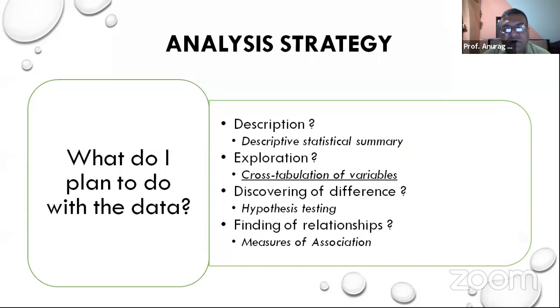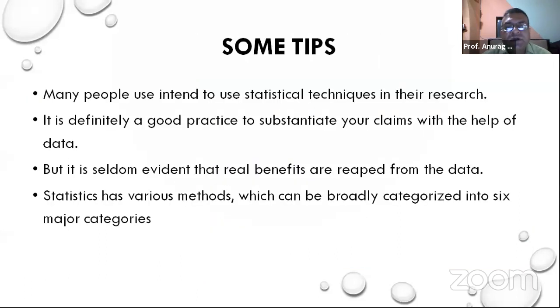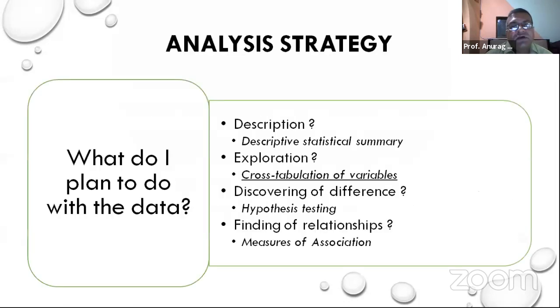If you want to discover the difference, you go for hypothesis testing, but again, this is for interval and ratio variables. If you want to find relationships, then you can go for measures of association, that means regression and correlation. So many people use statistical techniques in research. It is definitely a good practice to substantiate your claims with the help of data. But the problem is that seldom are you using appropriate statistical techniques so that you reap the real benefits from your data. There are basically 6 categories of statistical techniques. 4 I've mentioned here. Then you can go for multivariate techniques and non-parametric techniques.